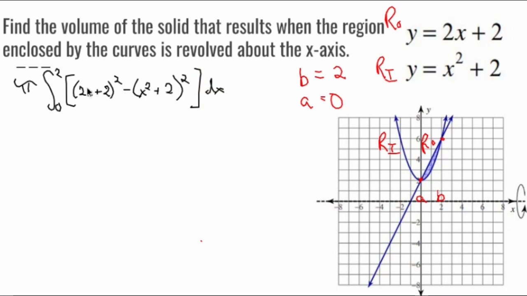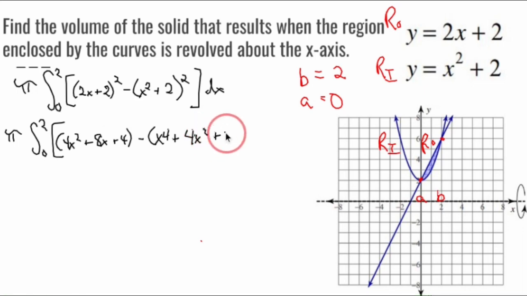Before I even think about integrating, I need to do a little bit of simplifying in here, so let me do just that. Perfect square trinomial. So this part becomes 4x squared plus 8x plus 4, minus another perfect square trinomial: x to the 4th plus 4x squared plus 4, dx.